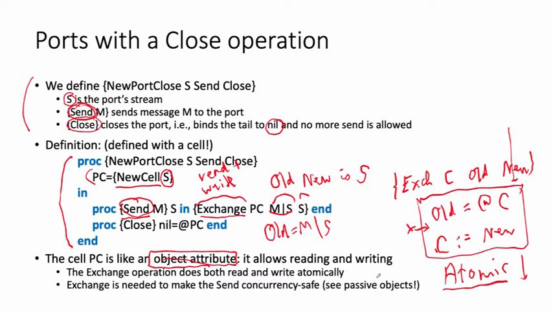Remember the errors for the passive objects? Remember we had a problem with increment? Well, using exchange is one way to fix that problem, making things concurrency safe. So using these ports, we can define ConcFilter. But let me now write the code for this.